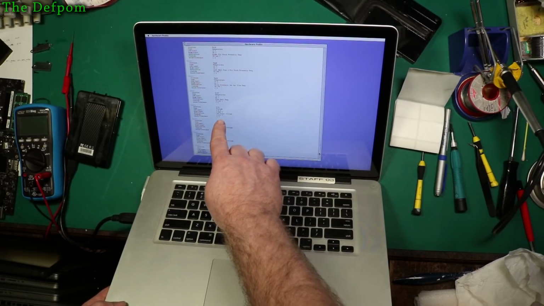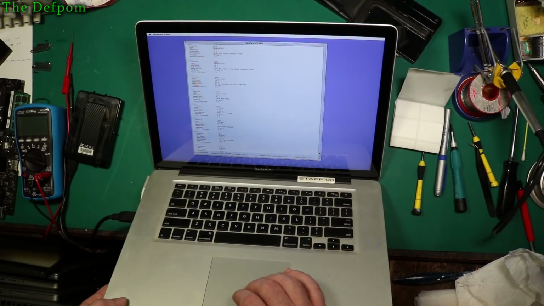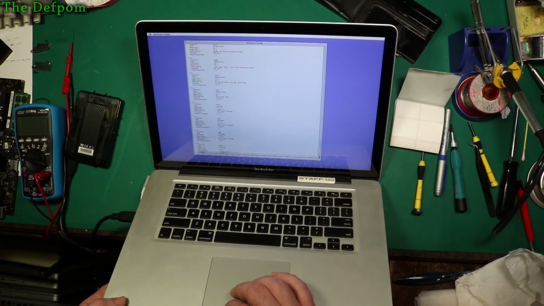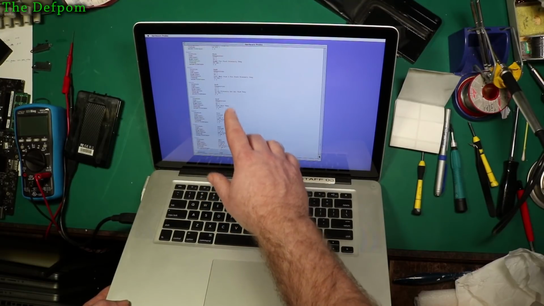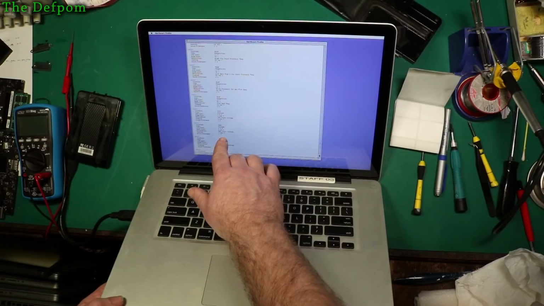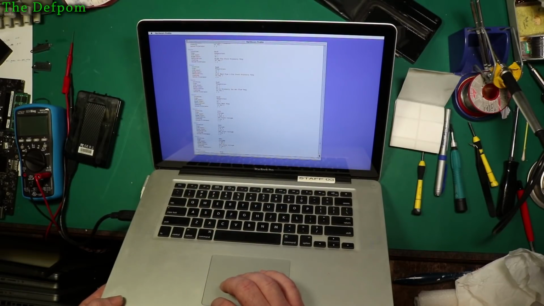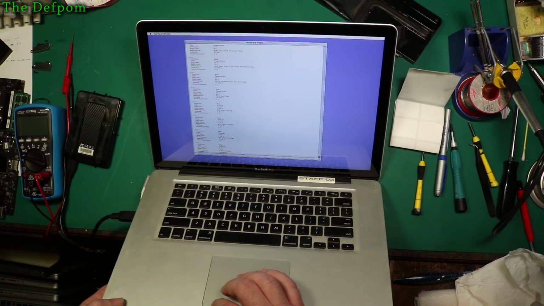CPU V-core 0.81 seems a little low actually. How accurate those voltages really are compared to measured voltages normally, I don't know. We got GPU V-core 0.684. That seems very low. I don't know how much you can trust those voltages on there. Actually, I really don't know.